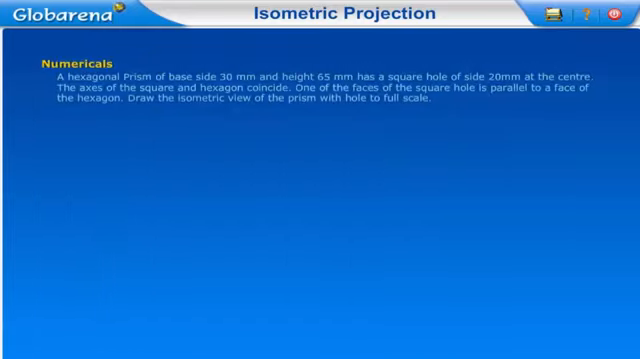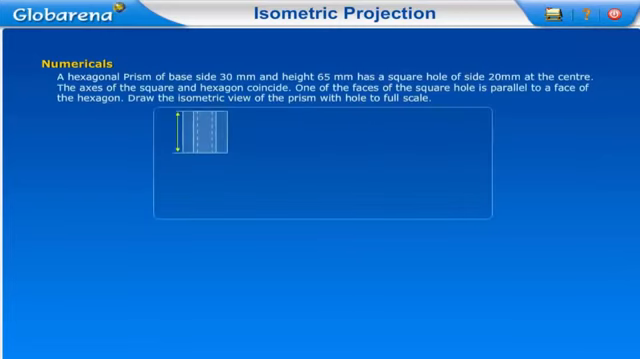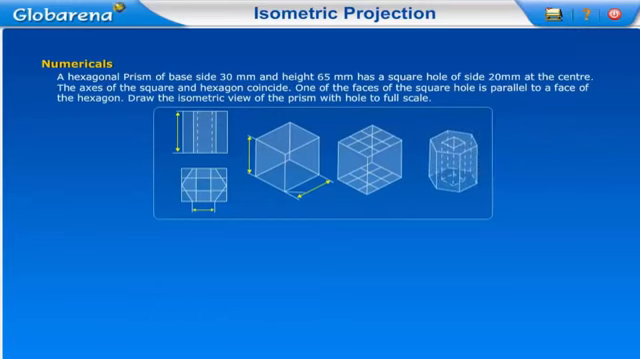Numericals. 1. Problem. A hexagonal prism of base side 30 mm and height 65 mm has a square hole of side 20 mm at the center. The axis of the square and hexagon coincide. One of the faces of the square hole is parallel to a face of the hexagon. Draw the isometric view of the prism with hole to full scale.